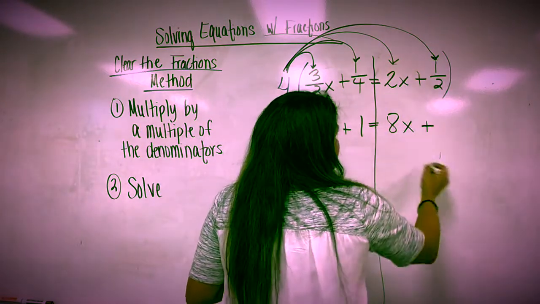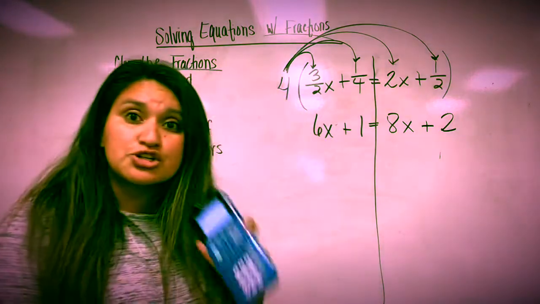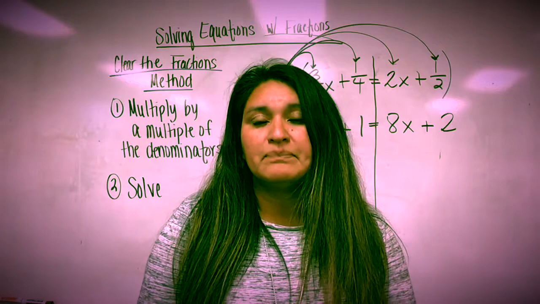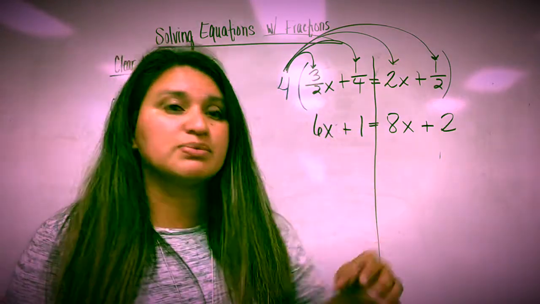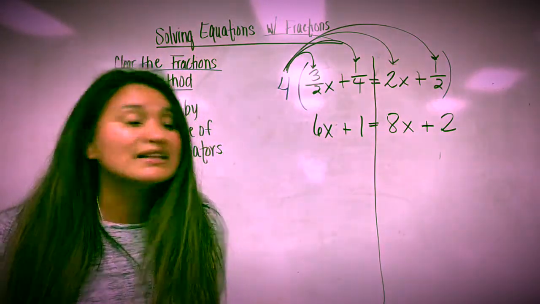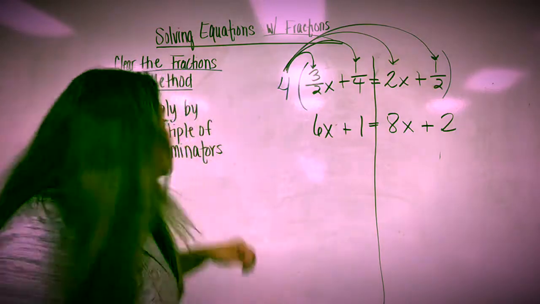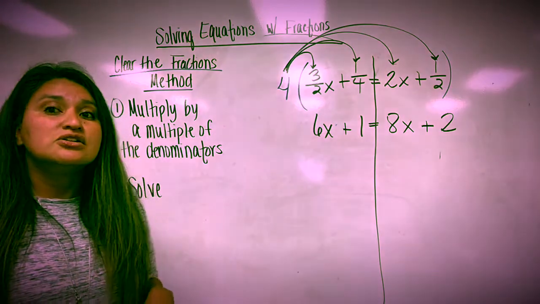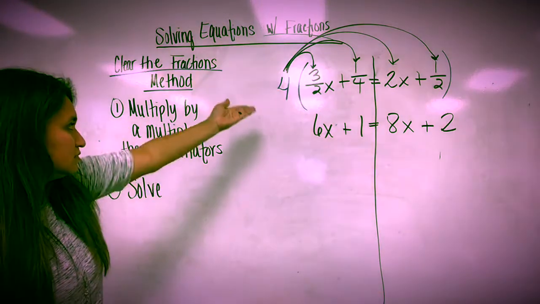And when I do 4 times a half, it's giving me 2. So again, if you're not sure what it multiplies out to, then you do that in the calculator. Because I was really smart about what number I was picking to multiply with, my fractions have been cleared. I literally have an equation now that doesn't have any fractions in it. That's why this is called the clear the fractions method. So I multiply by a multiple of the denominators.